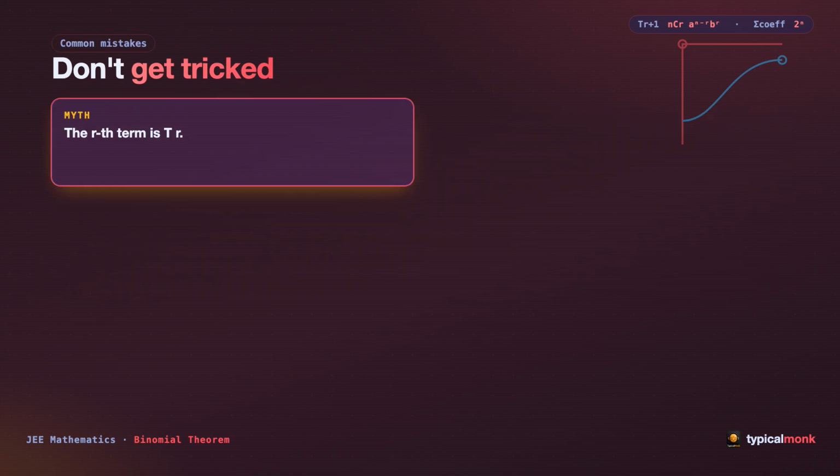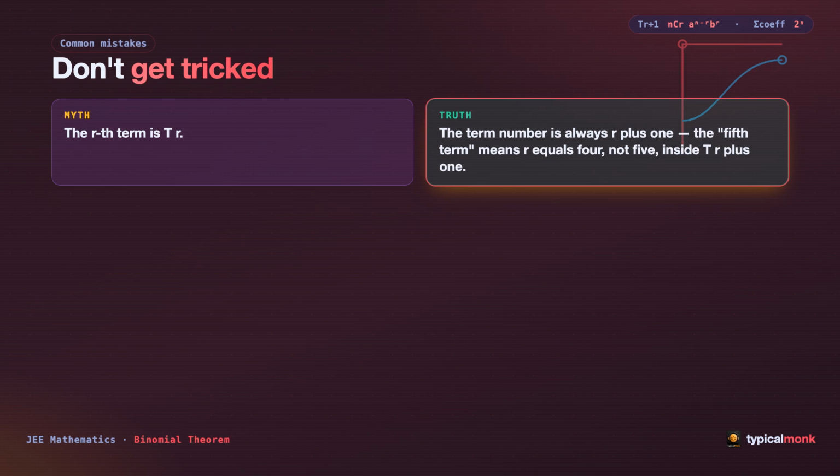Now let me save you some marks. Two myths that trap thousands of students every year. Myth 1. The rth term is Tr. It feels obvious, r is the index, so surely Tr is the rth term. But here is the truth. The term number is always r plus 1. The fifth term means r equals 4, and it is written T5, never Tr without the shift.